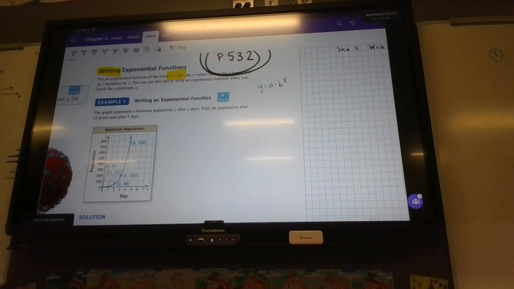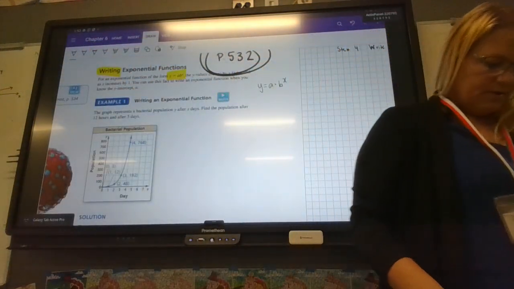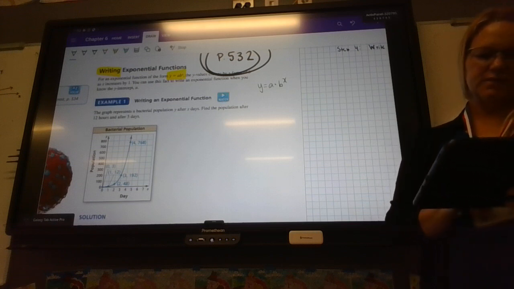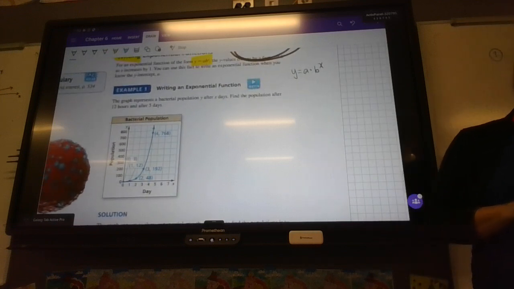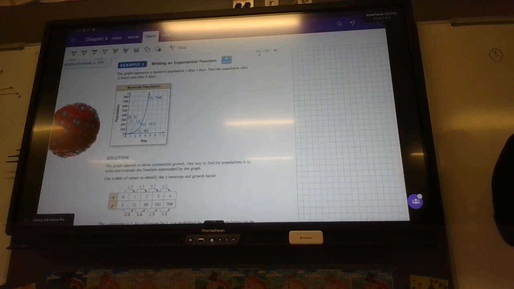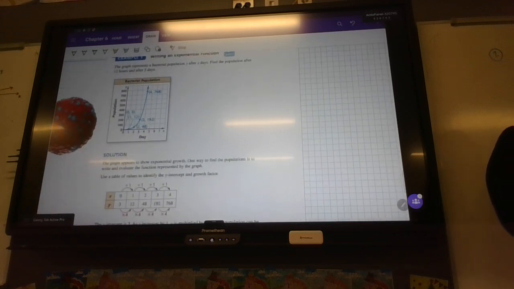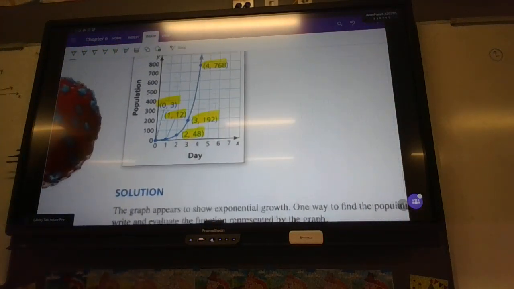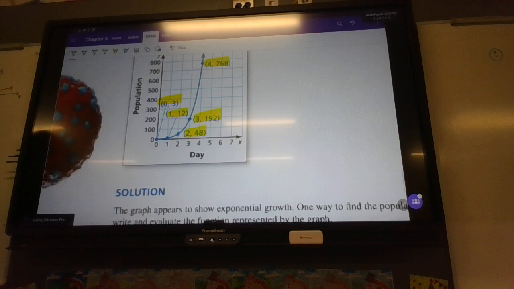All right. So this is the growth of a bacteria population after x days. It says find the population after 12 hours and 5 days. So they've provided 1, 2, 3, 4, 5 points. What this means, this (0, 3) here, that's after 0 days, there are 3 bacteria.